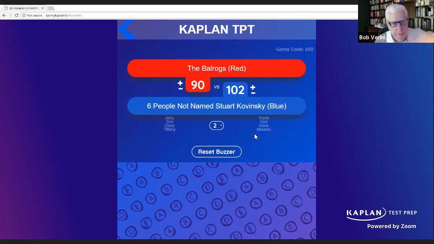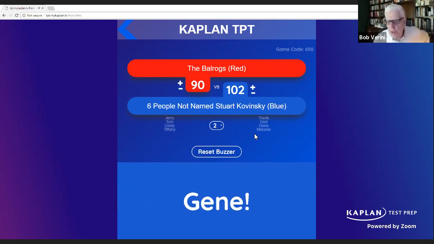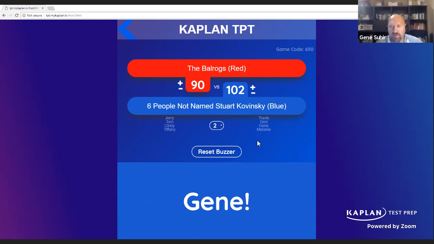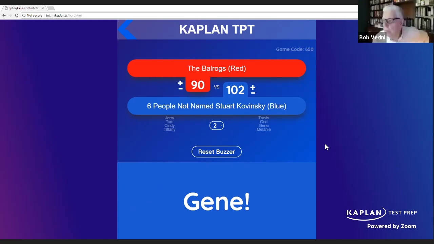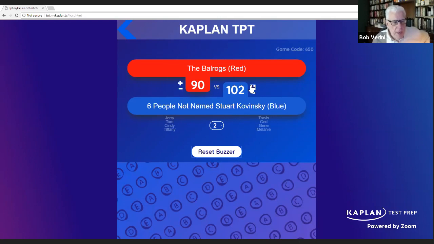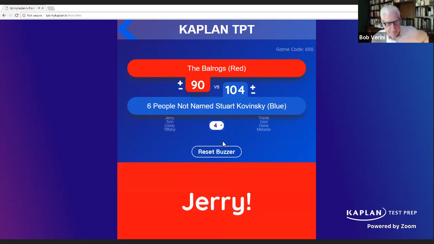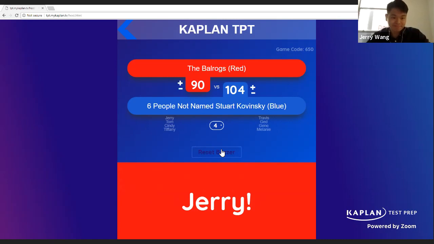For 2 points. If dancing is your thing, try this alliterative style that employs breaking, popping, and locking. Gene? Hip hop. Hip hop is right for 2 points. H is for hobby for 4. Maybe you like to collect these, like fedoras or berets. Jerry? Hats. Hats is right for 4 points.